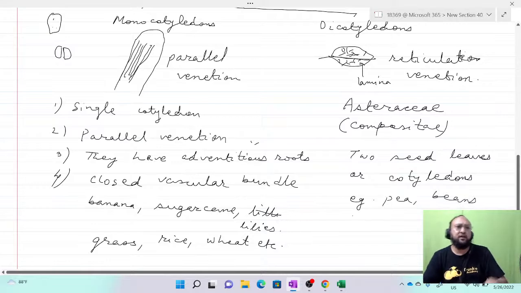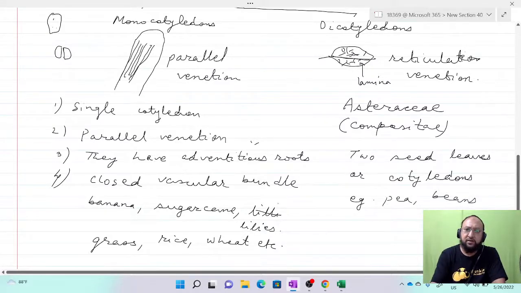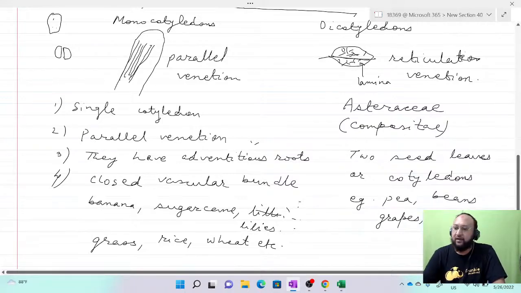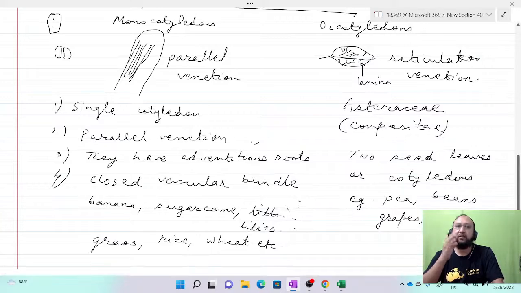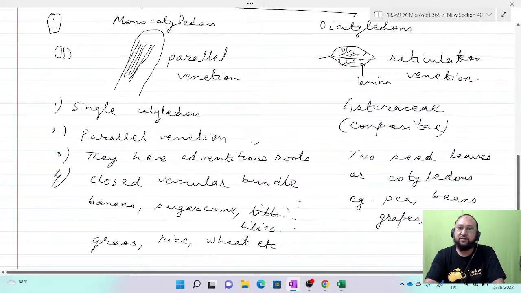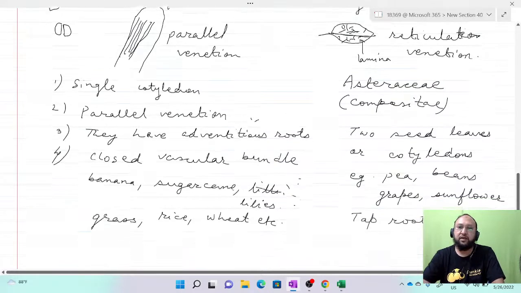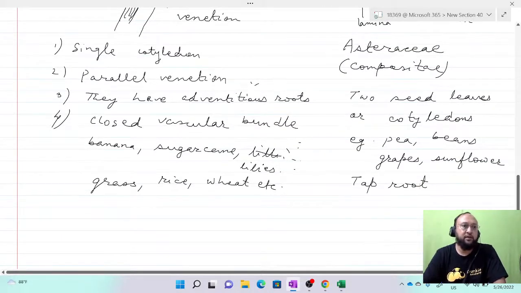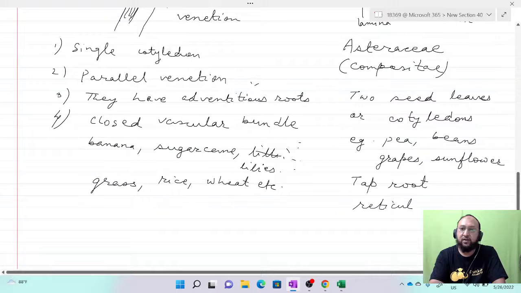There are so many different varieties of plants. Grapes, then the sunflower, etc. The root system, like I told you: single cotyledon and parallel venation, they have adventitious roots in case of the monocotyledonous. In case of dicotyledonous, a taproot system is found. So this is the difference between the monocotyledonous and dicotyledonous. Taproot system, and here they have the reticulate venation, which I have already told you.